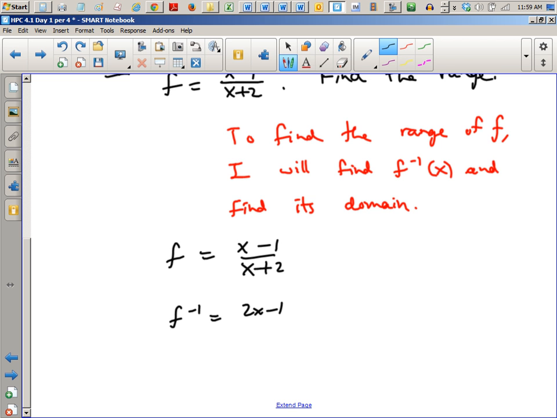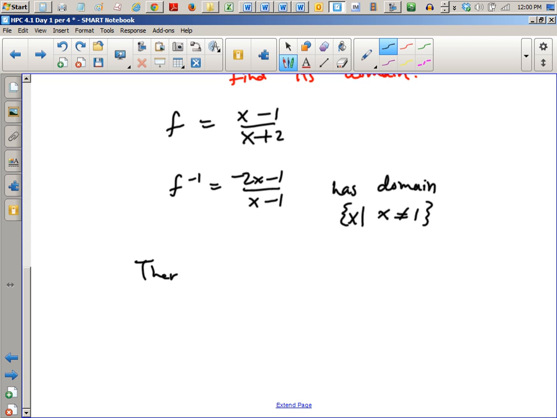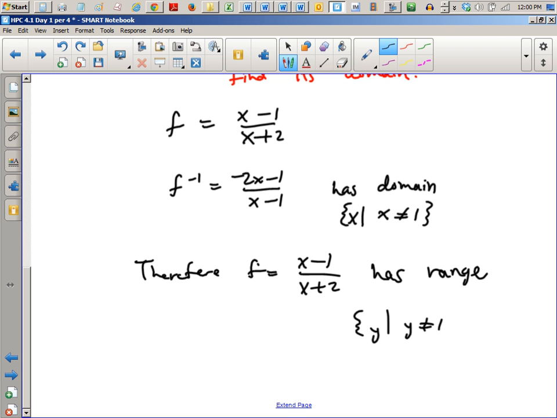All right, so let's look at the inverse function. The inverse function was (2x minus 1) over (x minus 1). Does that look right? I think so. Okay. This has domain, the set of all x's such that x is not 1, right? This means that f equals (x minus 1) over (x plus 2) has range y's such that y is not 1.